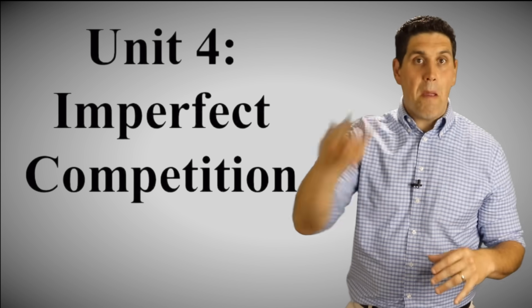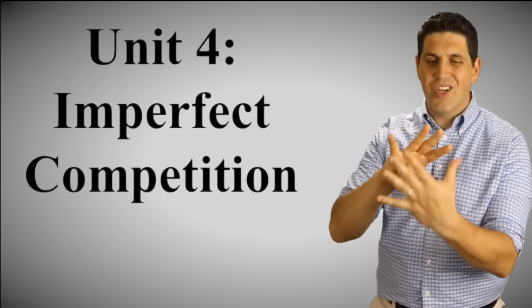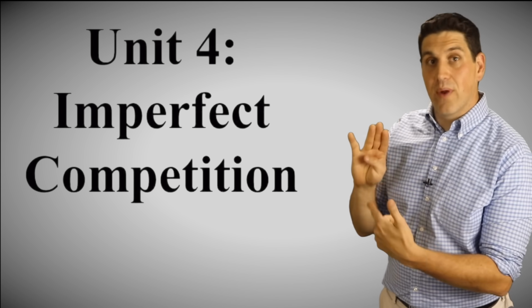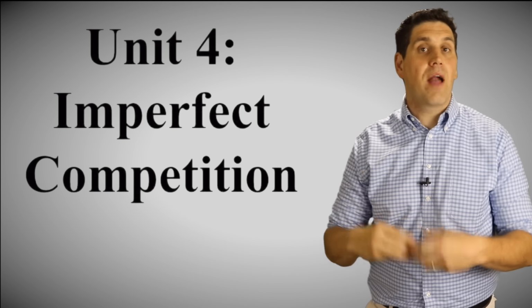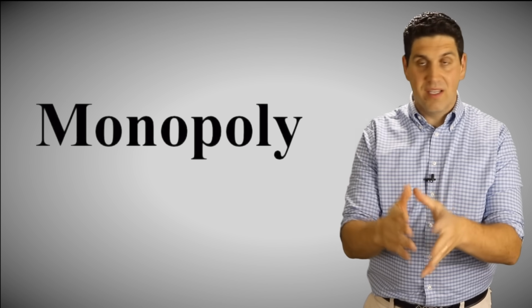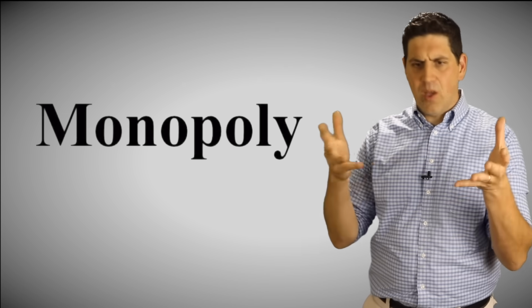Now here we go in Unit 4. Remember, there's 4 market structures: perfect competition and 3 others. In this unit, we're going to learn the 3 others. We've got monopolies, oligopolies, and monopolistic competition. So let's jump into these things. First thing, monopoly, obviously one firm.